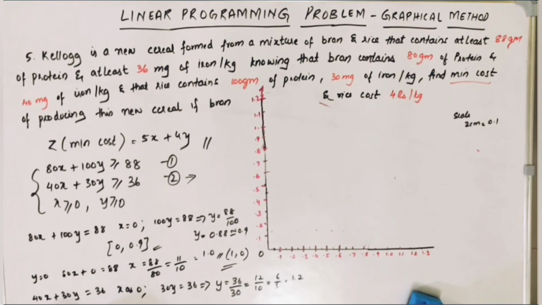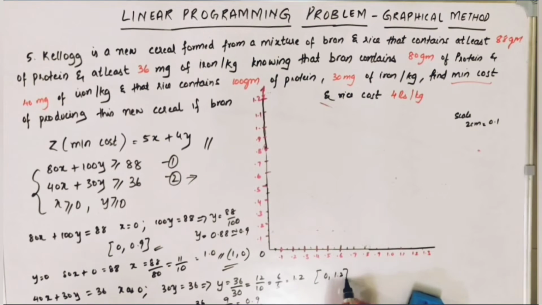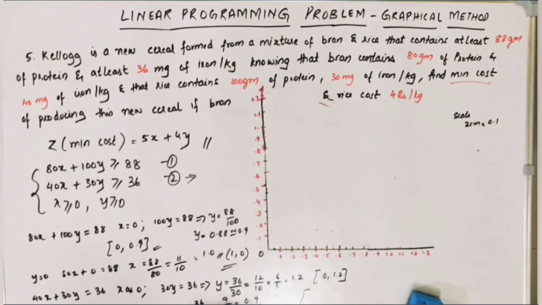We'll get 1.2. Now we'll put y equal to 0 here. So we'll get x equal to 0.9. So we've got our 2 more points, which is 0 and 1.2 here. And in this case it is x is 0.9 when y is 0. Let's call these point A, point B, point C, and point D.